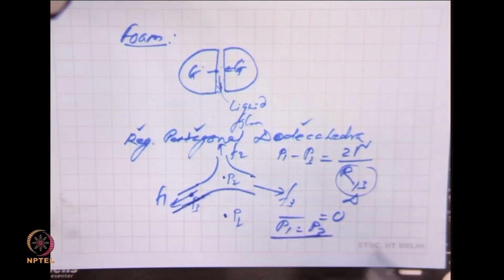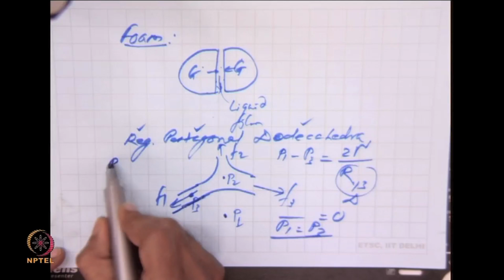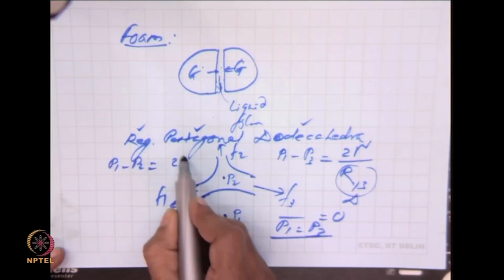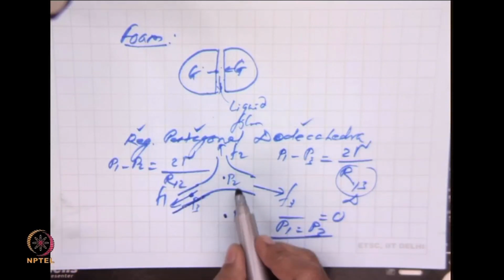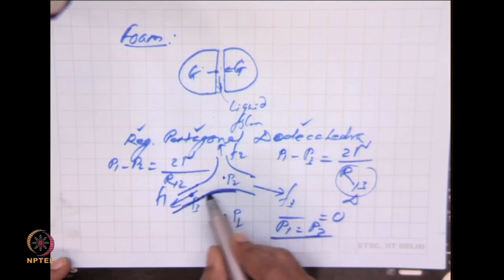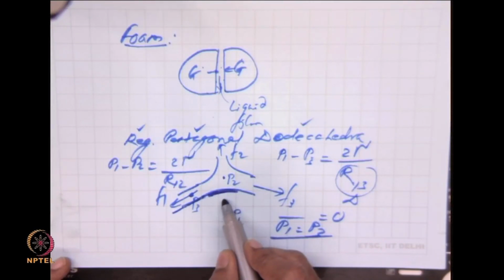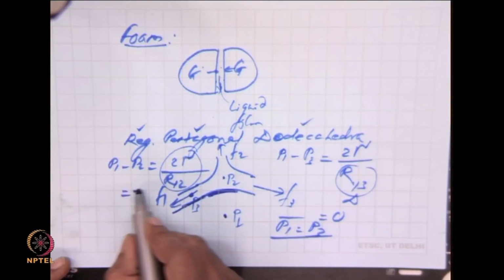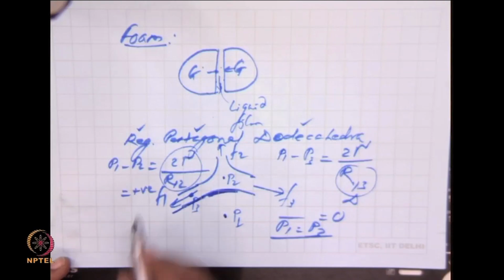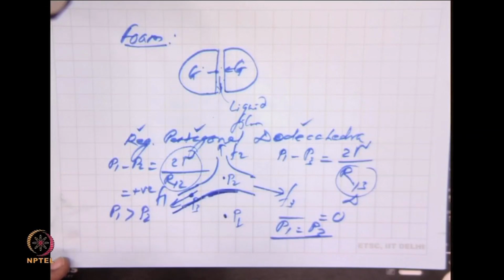If similarly you consider P1 and P2, P1 minus P2, it will be 2 gamma by R12. Radius of curvature for this surface is some finite radius R12. So this is a positive quantity, which means P1 is greater than P2. But P1 is equal to P3, so P3 is greater than P2.